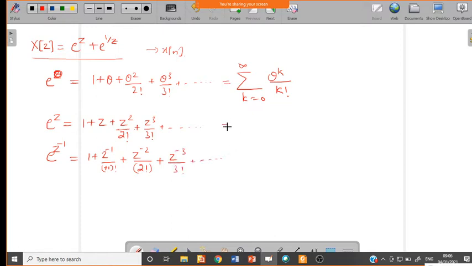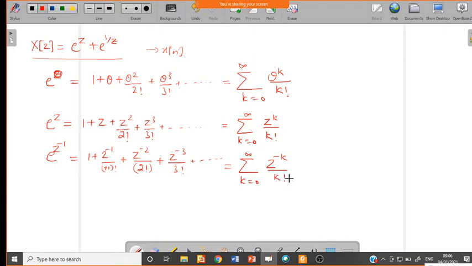Now we can write this in the summation form as it is: k equal to 0 to infinity, z power k divided by k factorial. Okay, so this we can write like this. Similarly, this summation we can write as k equal to 0 to infinity, z power minus k by k factorial.